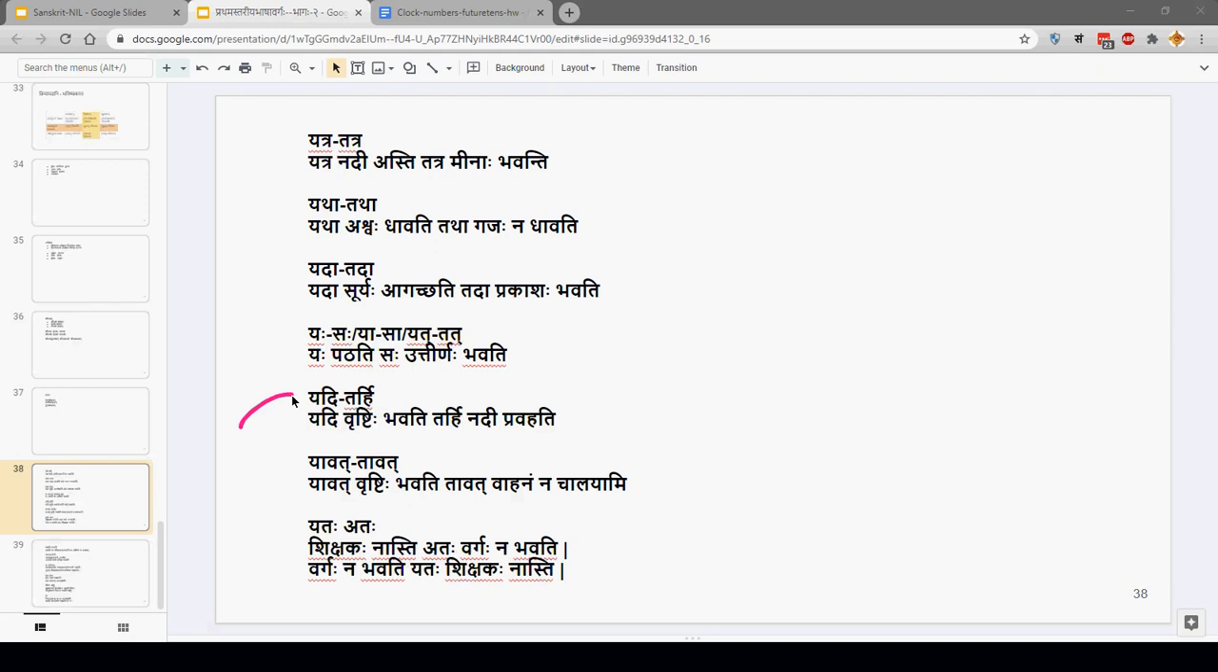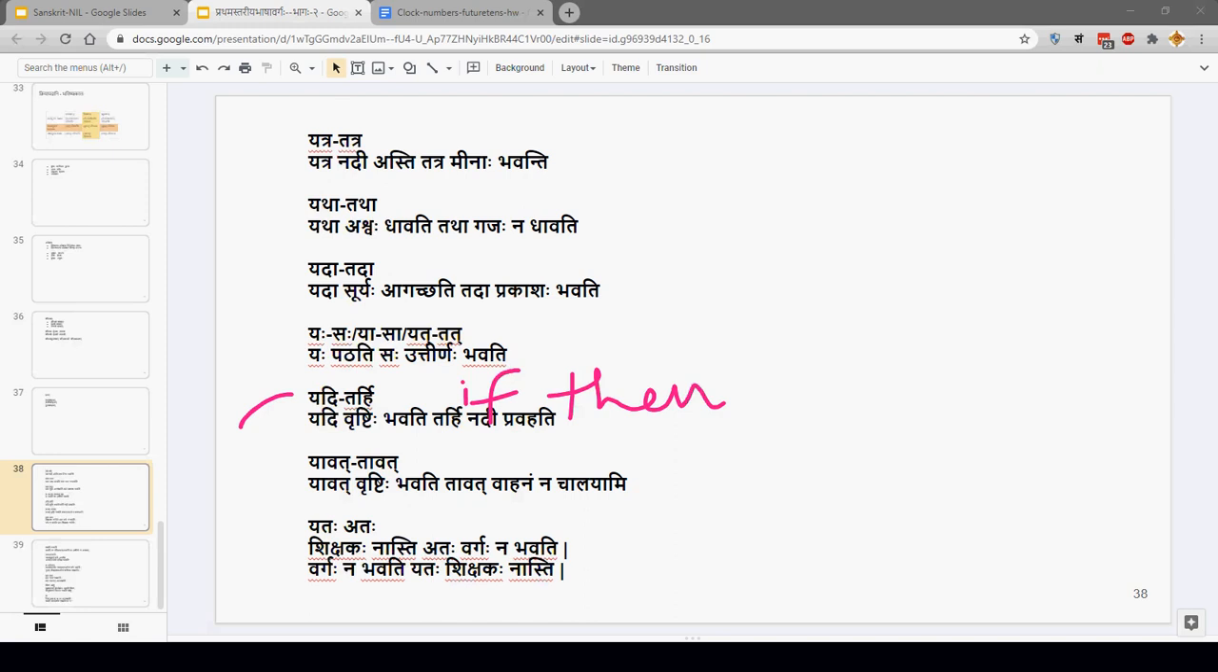Then we have yadi tarhi. Yadi tarhi, this is a pair again. Again they are fixed forms, so there is no question of lingam, etc. here. So yadi tarhi, udaharanam: example. Yadi vrishtihi bhavati tarhi nadi pravahati. Yadi means if, tarhi means then. This is like if, then. Yadi vrishtihi bhavati, if rain happens, tarhi, in that case, then nadi pravahati, the river flows. So this is if, then.